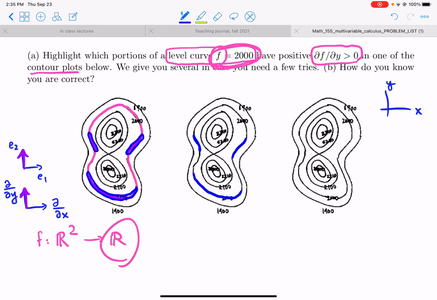Because if I'm at this blue part, then moving in the direction upwards of E2, remember E2 is this vector 0, 1, that gives me a positive, the function value increases, and so the partial derivative is positive there.